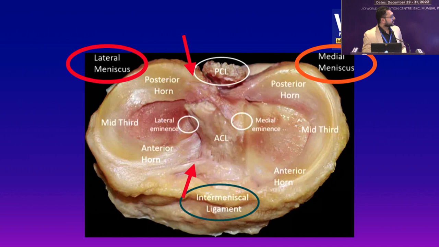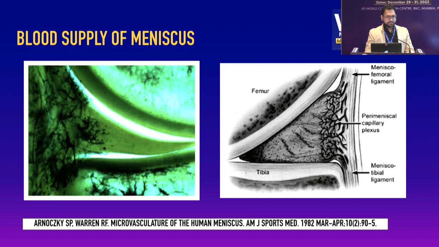Then the most important is the blood supply of the meniscus. As you can see in this picture, the blood supply mainly comes from the periphery. So the perimeniscal capillary plexus gives blood supply from periphery to the inner free edge. So the maximum blood supply is at the periphery.